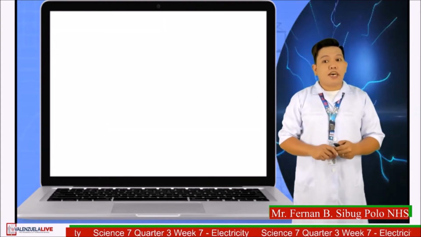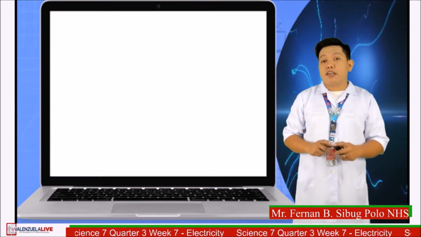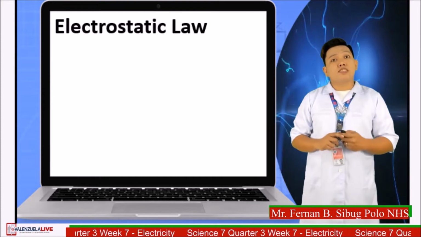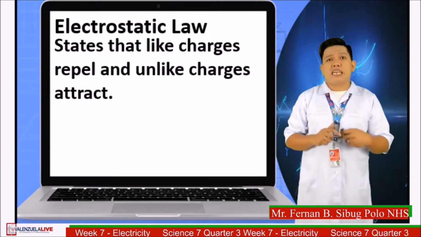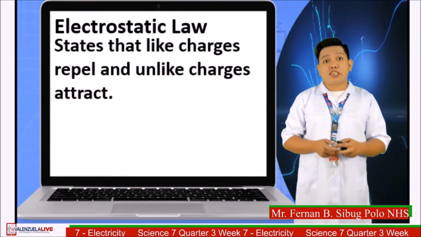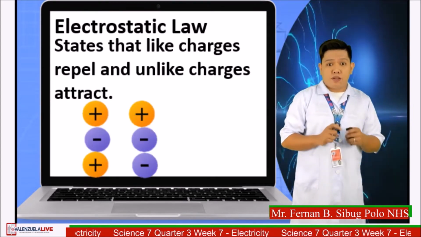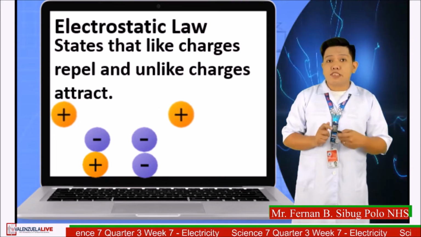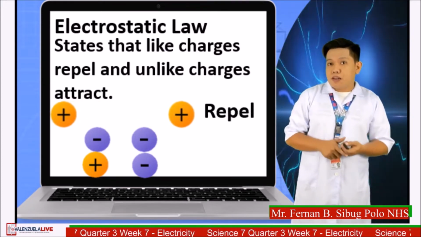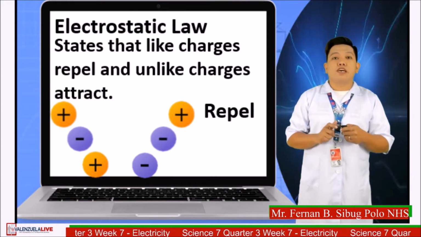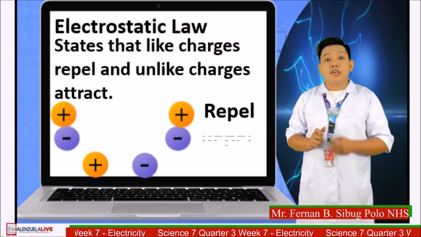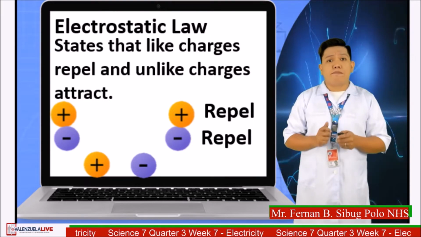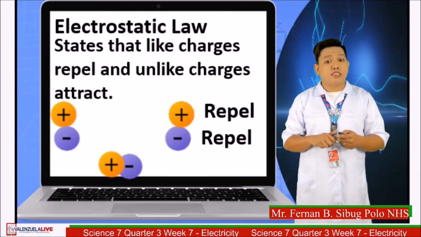To better understand charging processes, we need to understand the law governing electric charges. Based on electrostatic law, like charges repel and unlike charges attract. When two positive charges are brought near each other, they repel, the same as when two negative charges are brought together, they also repel each other. But when we put unlike charges, a positive and a negative charge, they will attract.